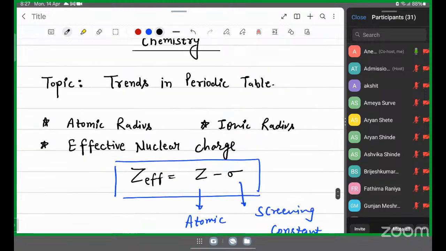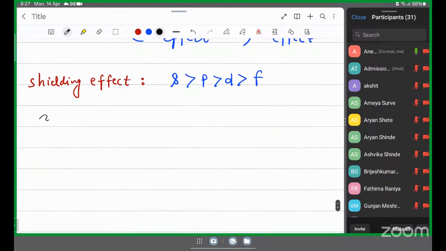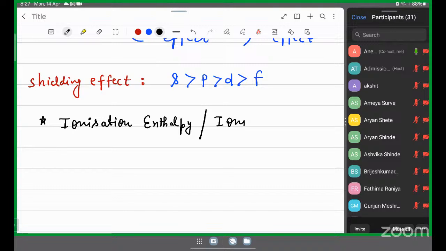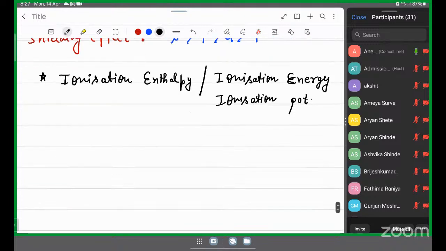Next point is atomic radius, ionic radius, effective nuclear charge. Next point is ionization enthalpy. Ionization enthalpy. Could anyone define it? What is ionization enthalpy? Or in some book we write it as ionization energy, and sometimes we also write it as ionization potential. This is all same. Anyone? Could anyone define it?